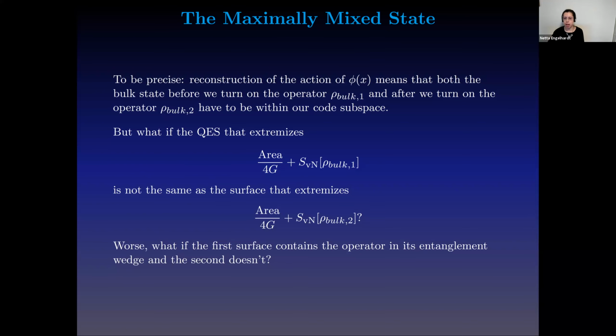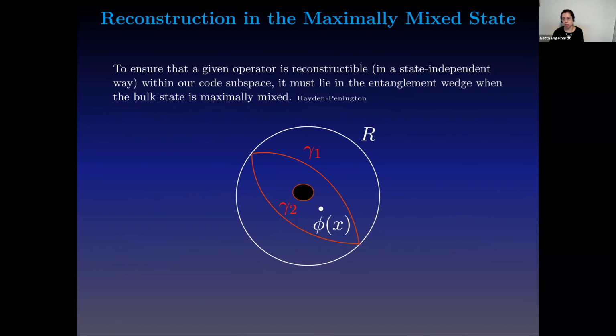But what if we have two quantum extremal surfaces here? There's one that extremizes this quantity before we turn this operator on, but another one that extremizes this quantity after we turn this operator on. So two different quantum extremal surfaces before and after we turn on this operator. And it could get worse. What if the first surface, this one, contains this operator in its entanglement wedge, but once you actually act with it, well, the quantum extremal surface moves, so this operator actually doesn't live in the entanglement wedge anymore. So this is a problem that comes up because quantum extremal surfaces are state dependent.